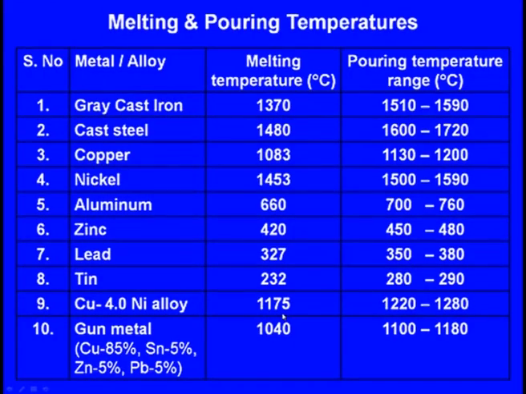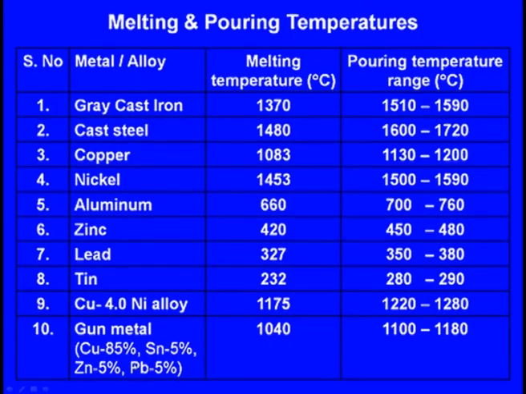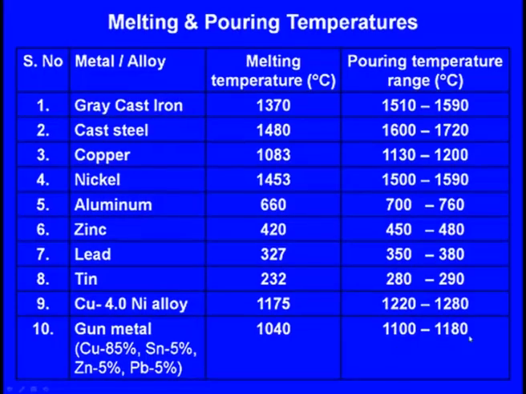Now, let us see the copper and 4% nickel alloy. The melting temperature is 1175 degrees centigrade, whereas the pouring temperature ranges between 1220 to 1280 degrees centigrade. And for gun metal, where the copper percentage is 85%, tin is 5%, zinc is 5%, and lead is 5%, its melting temperature is 1040 degrees centigrade, whereas the pouring temperature varies between 1100 to 1180 degrees centigrade. So, these are the melting temperatures and pouring temperatures of important cast alloys.